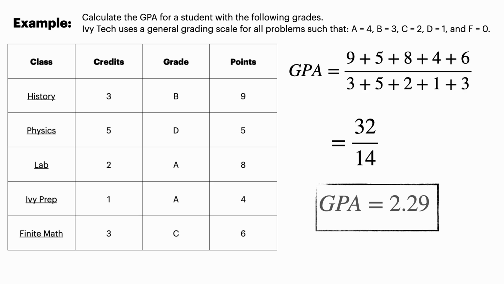So we add up all of the points and then divide by how many points there were, which is the credits. So we have 32 over 14. We have 2.29 as their GPA for this semester.